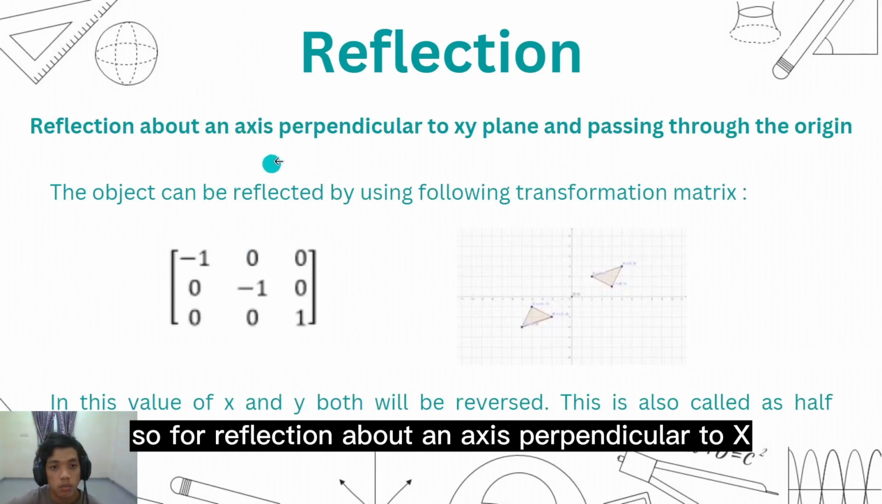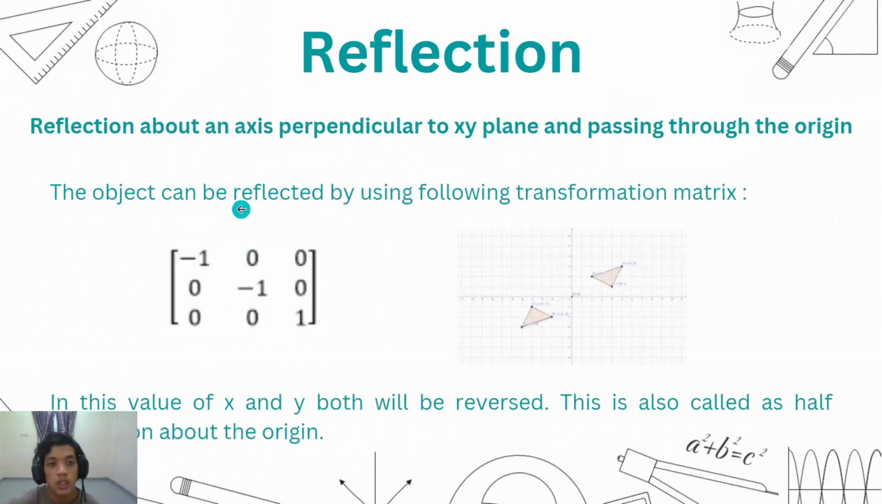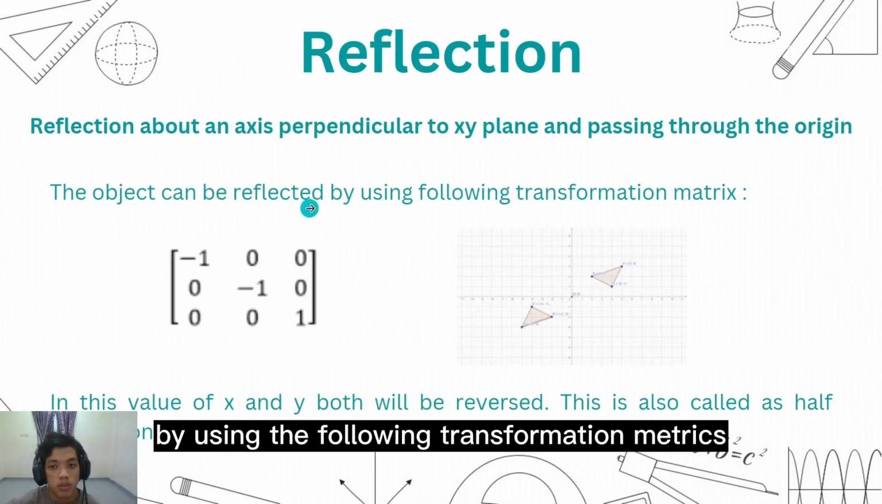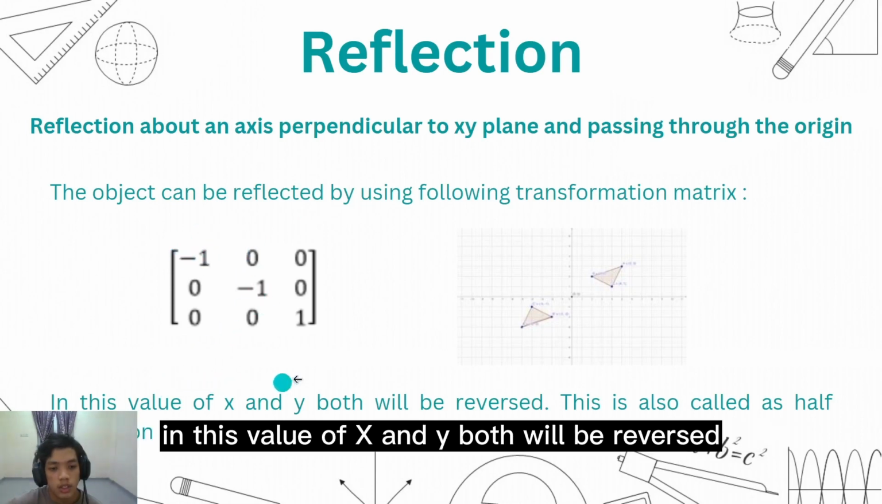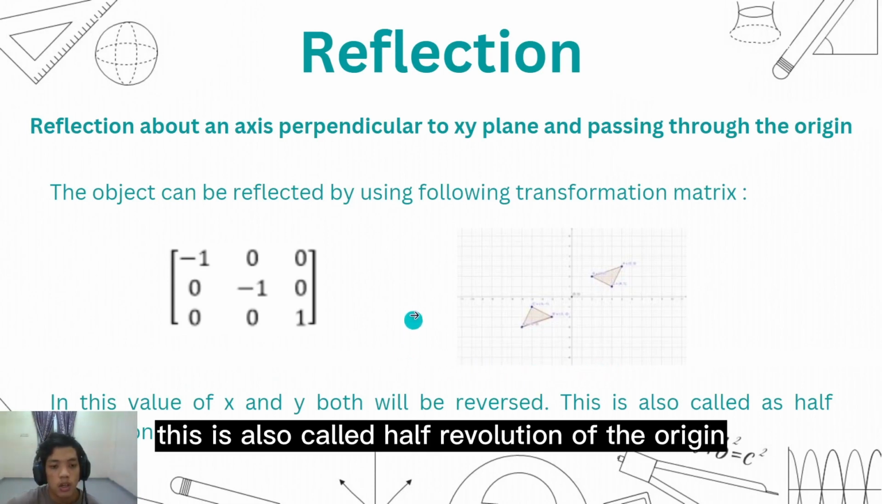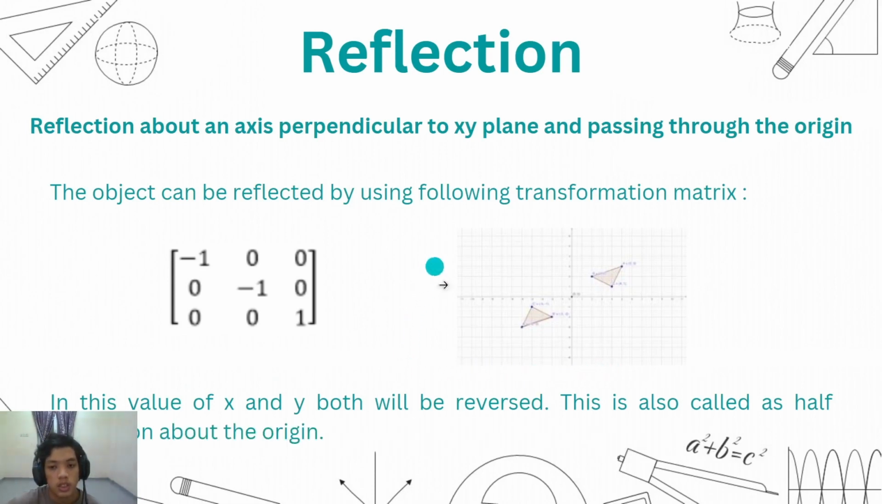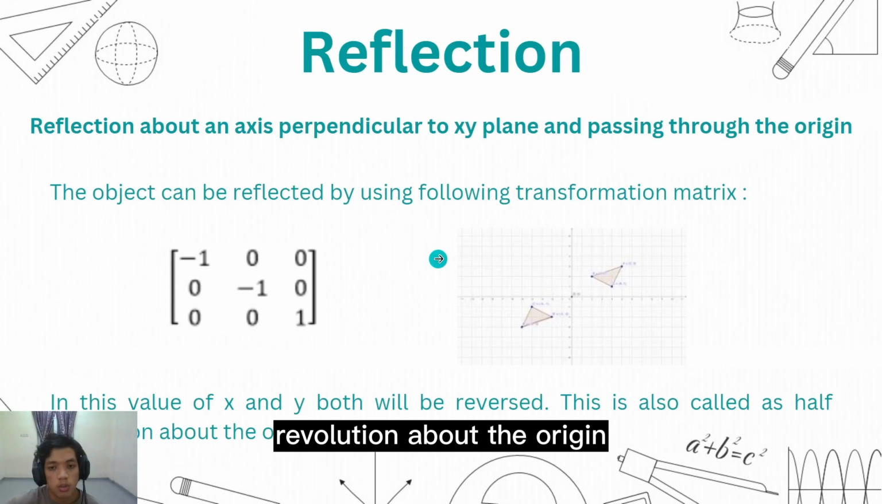For reflection about an axis perpendicular to the xy plane and passing through the origin, the object can be reflected by using the following transformation matrix, which indicates -1 for both x and y components. In this, the values of x and y will both be reversed. This is also called half revolution about the origin. As we can see, the transformation is a revolution about the origin.